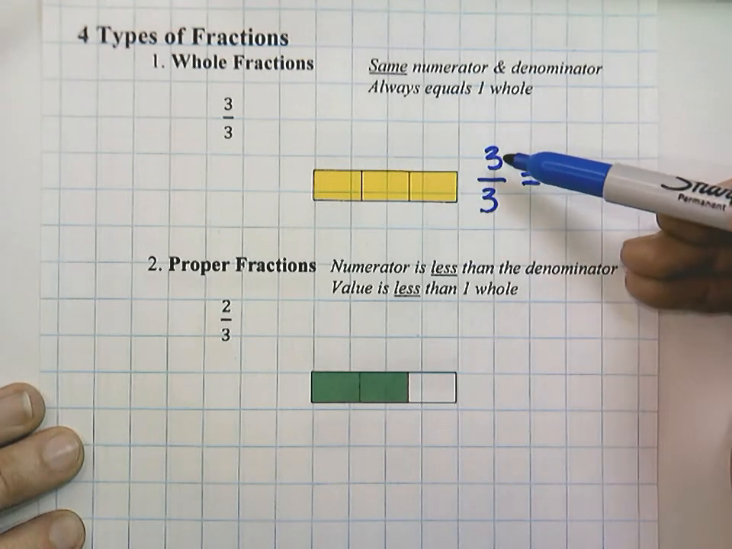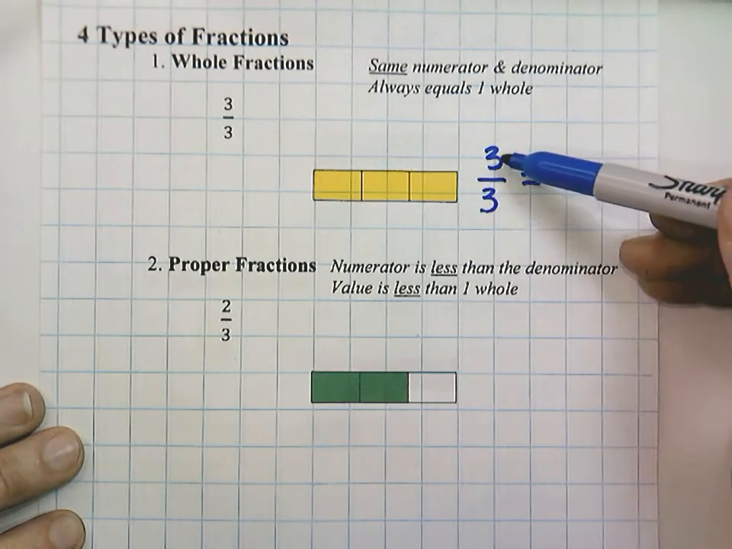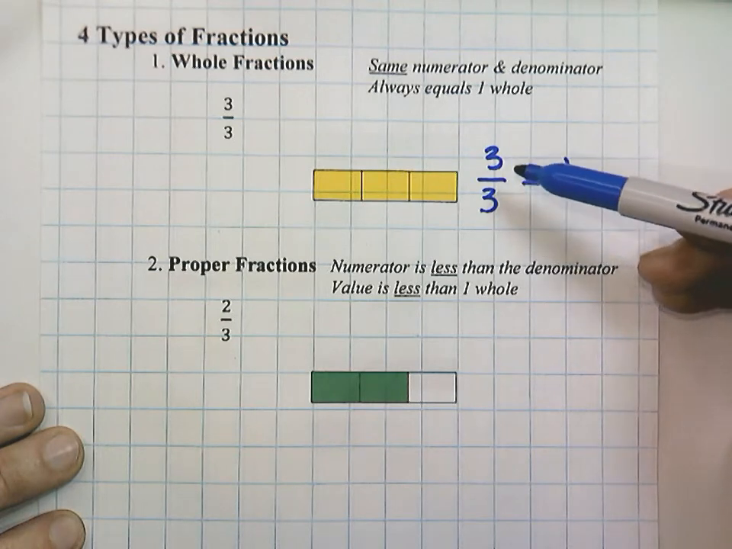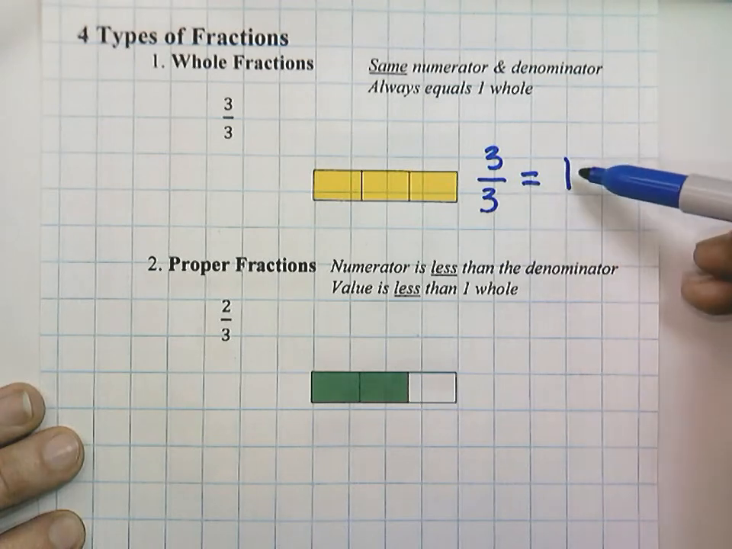Any fraction with the same top and bottom number would be equal to 1 whole. It could be 4/4, 5/5, 6/6, 10/10. If the top and bottom are the same, it would be equal to 1 whole.